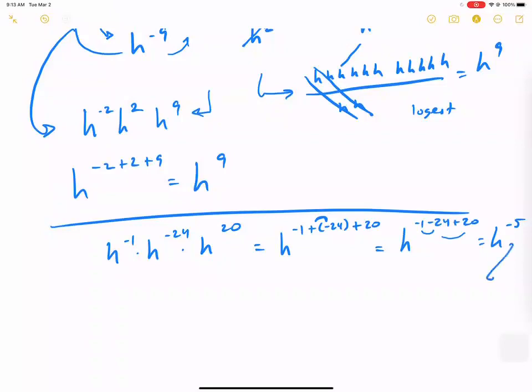Which says, hey, you're actually on the bottom. It's 1 over h to the 5th. Sure, and that's a perfectly fine way.